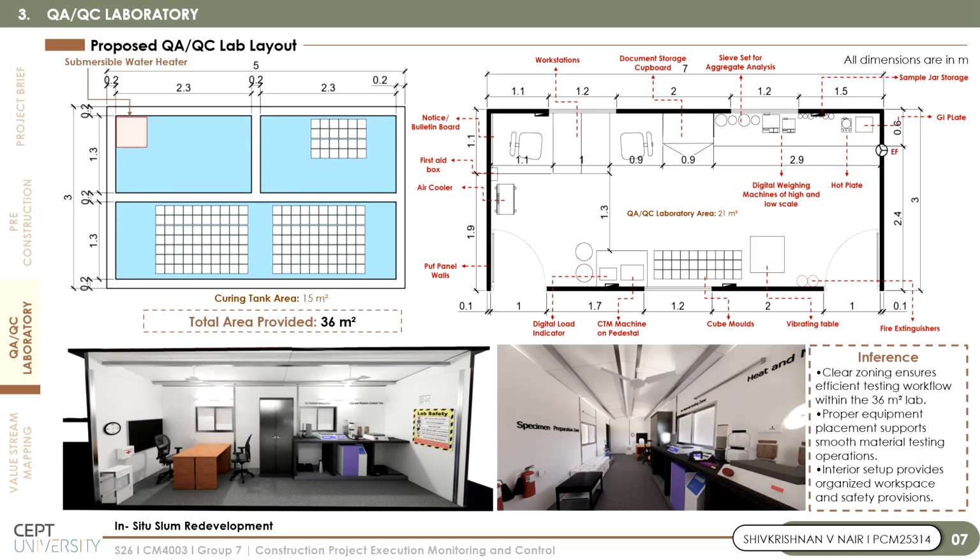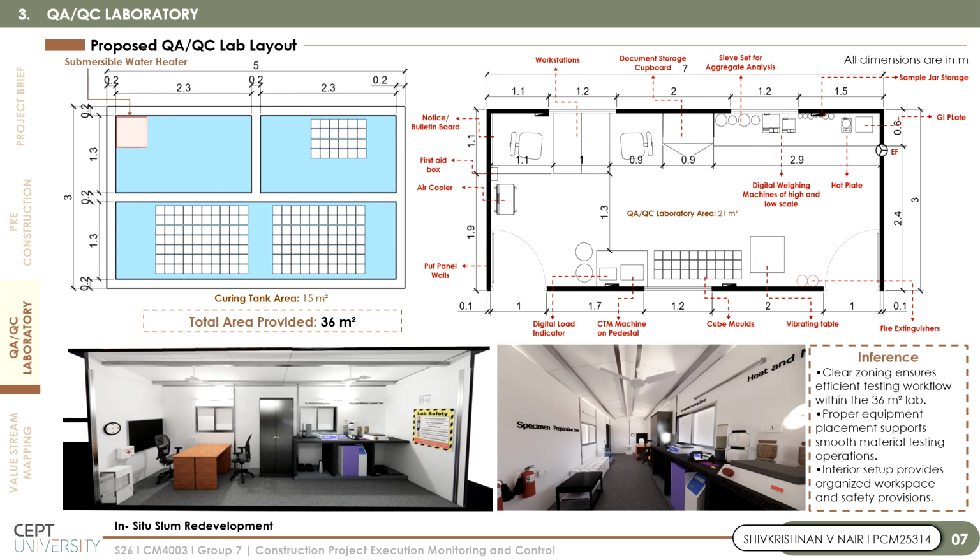Proposed QA/QC laboratory layout. To address the identified issues, a proposed QA/QC laboratory layout was developed. The updated laboratory increased the total area from 10 square meters to 36 square meters, including a dedicated 15 square meter curing tank area. The proposed layout introduced clear zoning for measuring equipment, cube stacking, curing tanks, testing areas, and resting spaces.